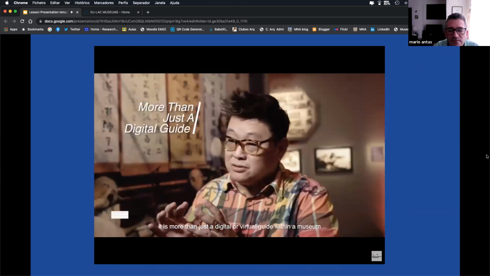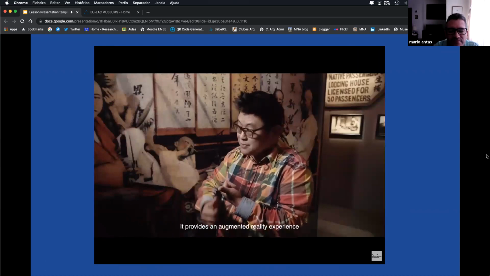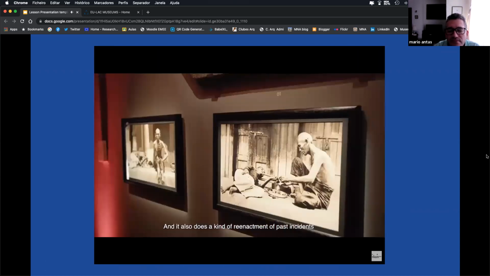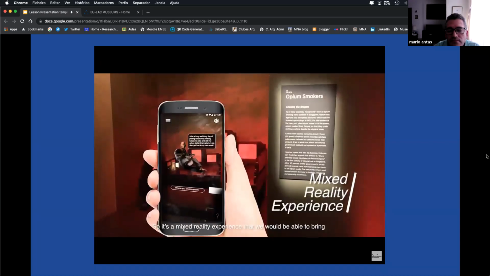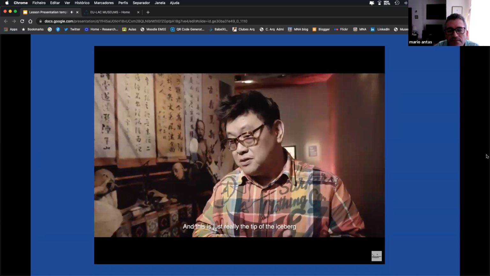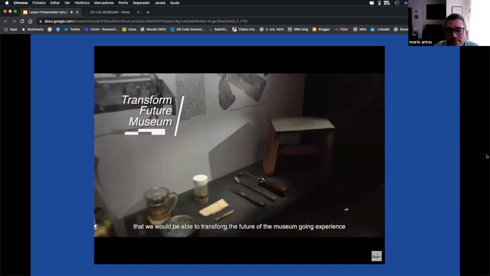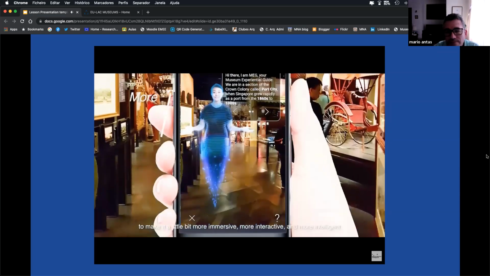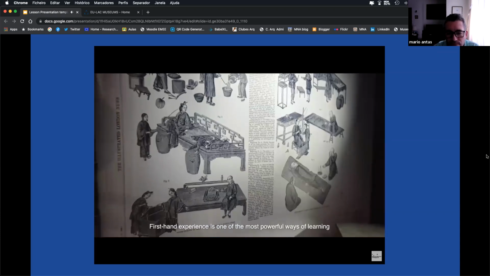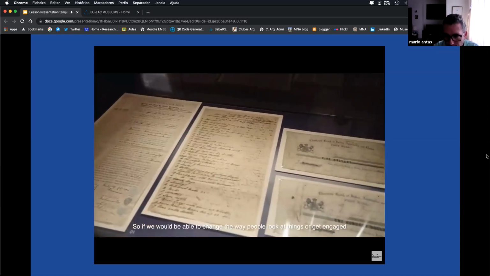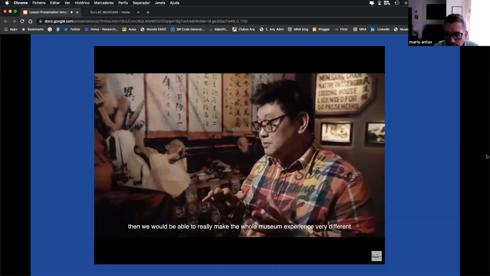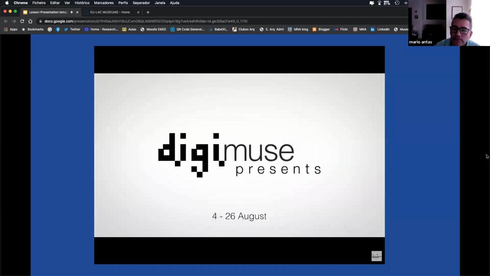It is more than just a digital or a virtual guide within the museum. It provides an augmented reality experience, it provides gamification, and it also does a kind of reenactment of past incidents. So it's a mixed reality experience that we'll be able to bring into the context of physical exhibits within the museum. And this is just really the tip of the iceberg, that we'll be able to transform the future of the museum-going experience to make it a little bit more immersive, more interactive, and more intelligent. First-hand experience is one of the most powerful ways of learning. So if we are able to change the way people look at things or get engaged, then we'll be able to really make the whole museum experience very different.